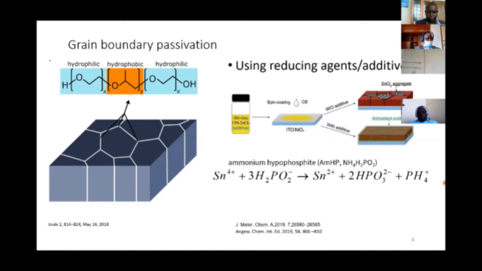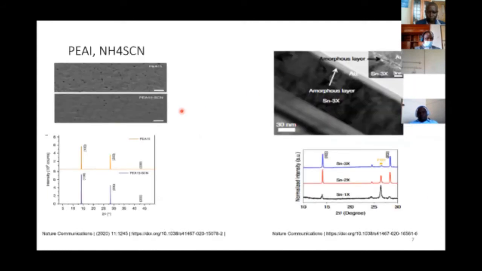And this is the equation. Now, normally what happens sometimes, like here we have a group that used ammonium thiocyanate with sodium tin fluoride. Now, after using this, they also employed the PAI. Just as I've told you, this PAI can passivate the grain boundaries. Also, using this co-additive and the tin fluoride, this one will also form a complex that can either passivate the grain boundaries or passivate the surface.